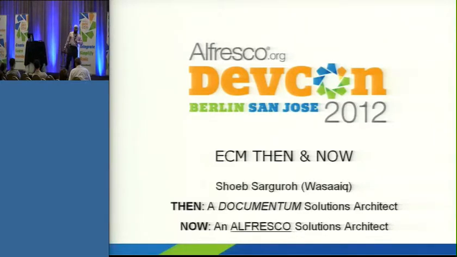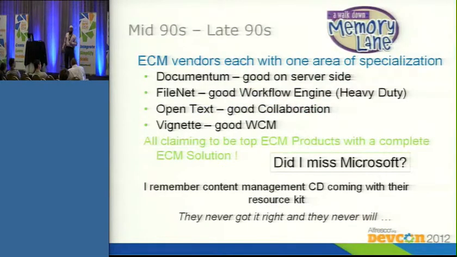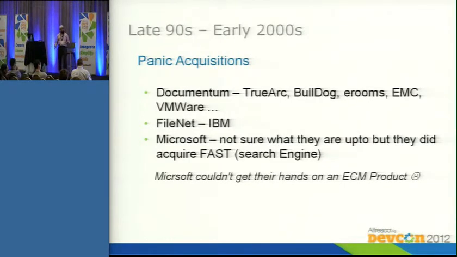It all starts from once upon a time in the early 90s. We had a lot of ECM products. They all specialized in different things. Documentum was a good server. FileNet, good at workflows and things like that. But they never gave you all of ECM. It was just like, okay, we are good in this, we are good in that.